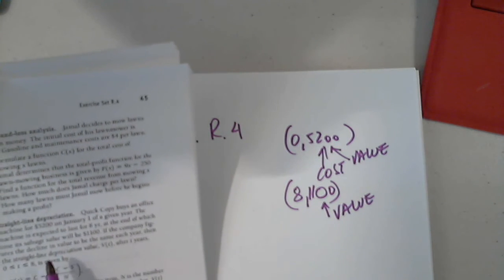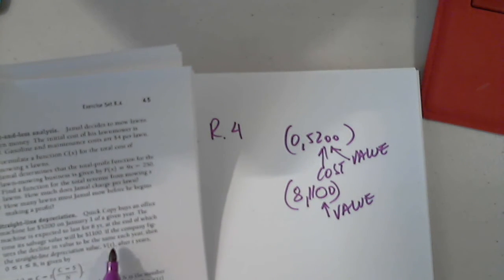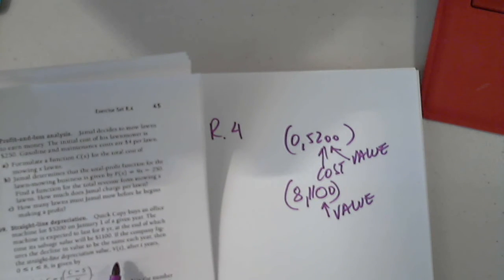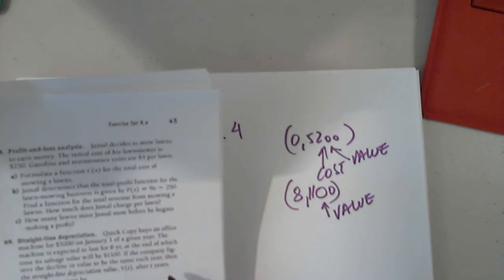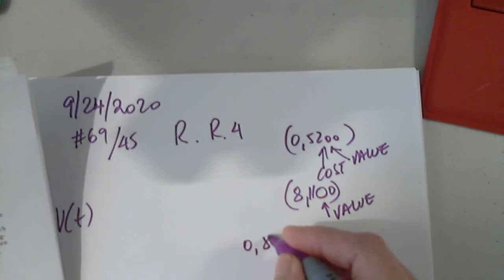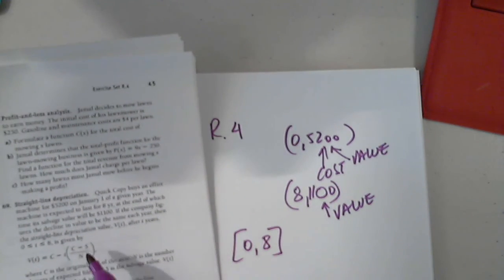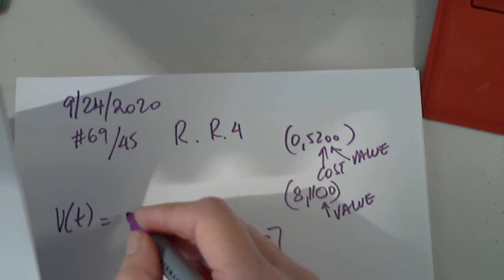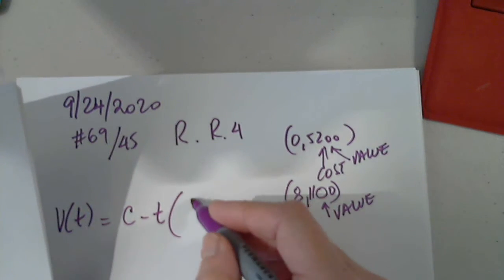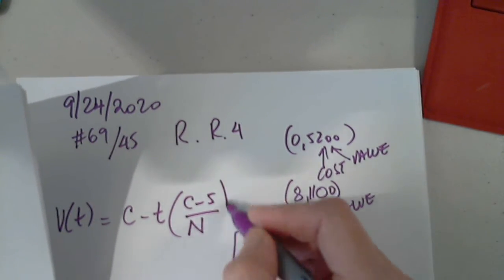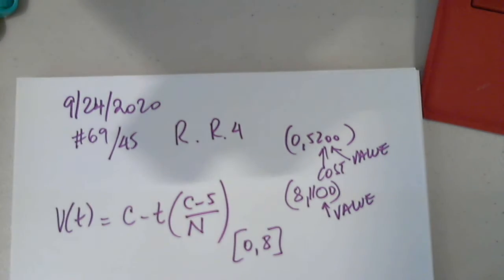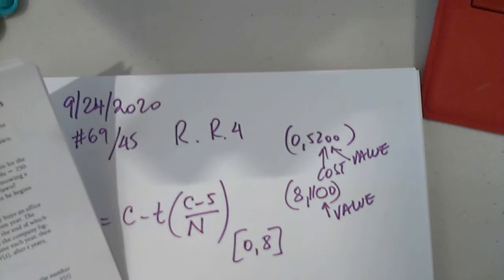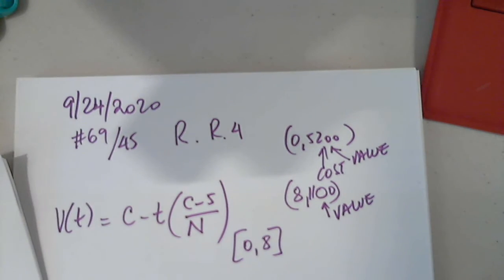If the company figures the decline in value to be the same each year, then the straight line depreciation value, V of t, after t years, between 0 and 8, is given by V of t equals C minus t in parentheses, C minus S divided by n. And let's see what they are telling us about all these. C is the original cost of the item. So C equals 5,200.